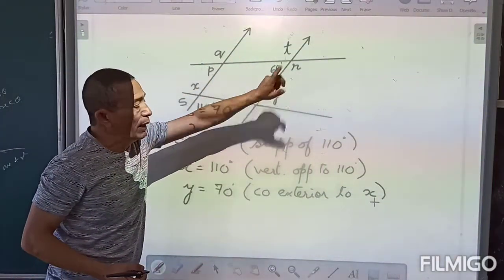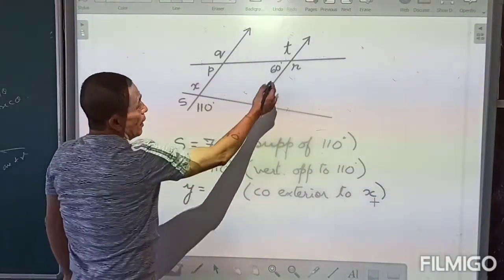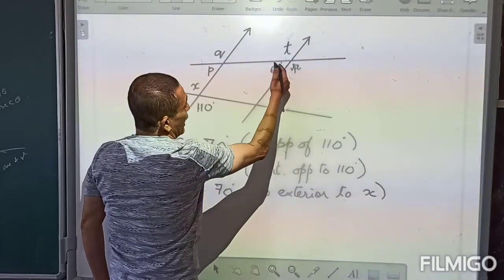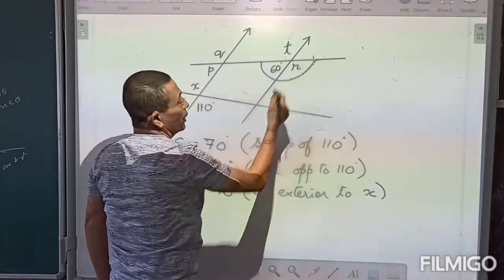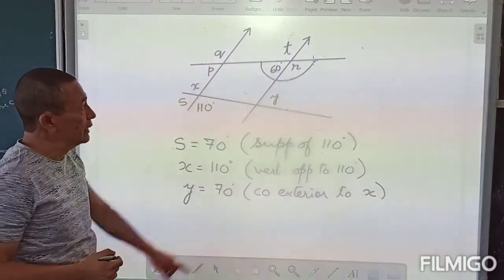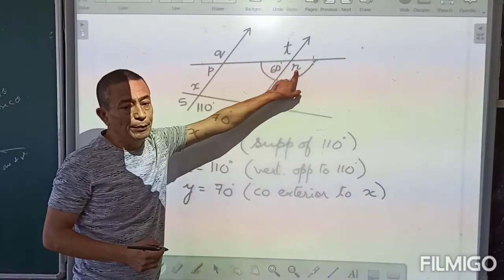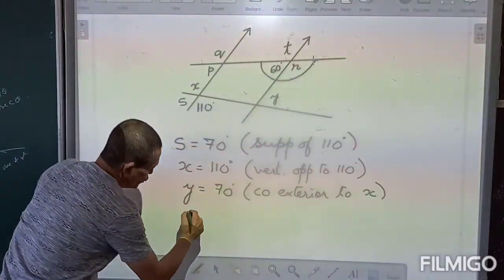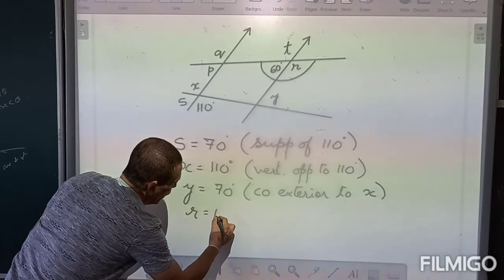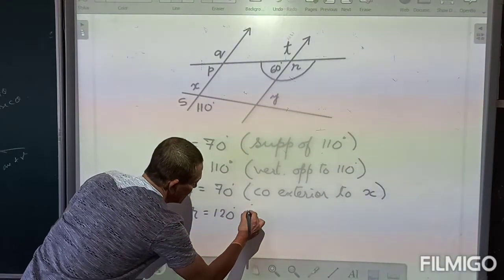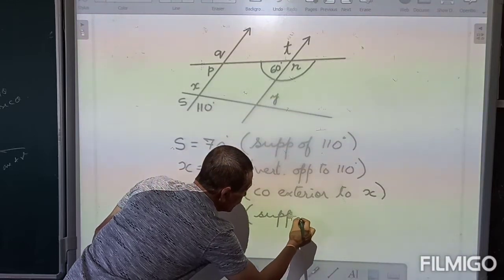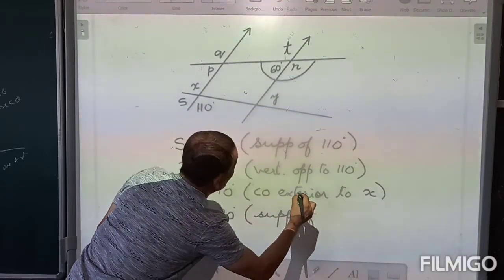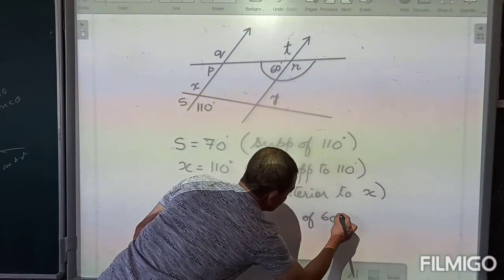Let's look at this one here. This is 60 and this is r. This is a straight line, which means the angle from here to here is 180 degrees. If this is 60, this has to be 120. So r will be equal to 120 degrees. Supplement of 60 degrees.